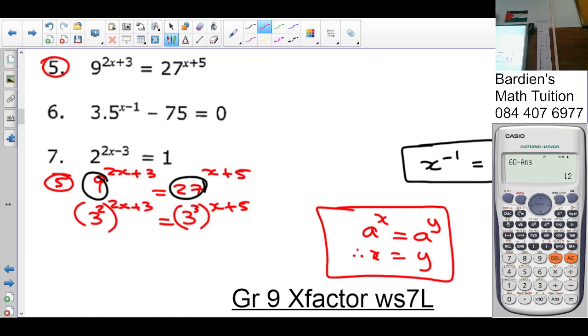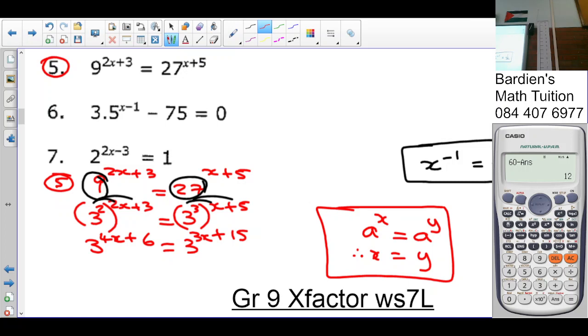Now what's the rule if you have a base raised to a higher exponent? We multiply the exponents. So what do we have? 3 to the 2 times 2x, 4x. 3 times 2 is 6. 3 times x, 3x. 3 times 5? You see that, people?